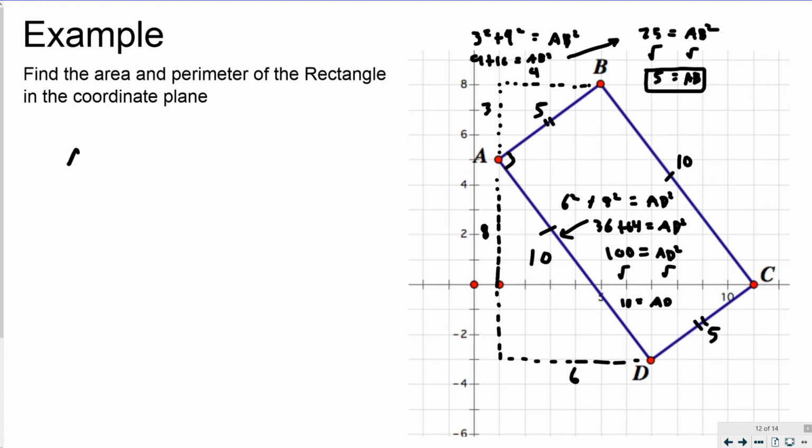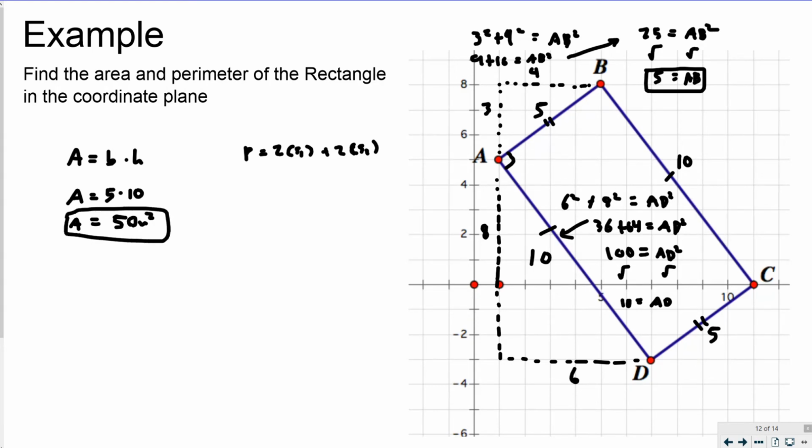So now I can do the simple formulas of area is equal to base times height, and the perimeter is equal to 2 times side 1 plus 2 times side 2. So the area is equal to 5 times 10, so area is equal to 50 units squared. And for the perimeter, I'm going to put in 2 times 5 plus 2 times 10. So I get 10 plus 20, which is 30 units.